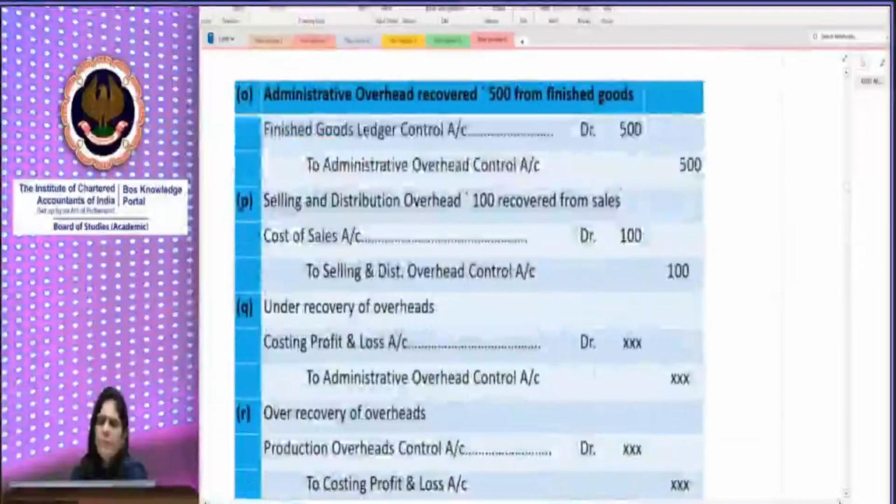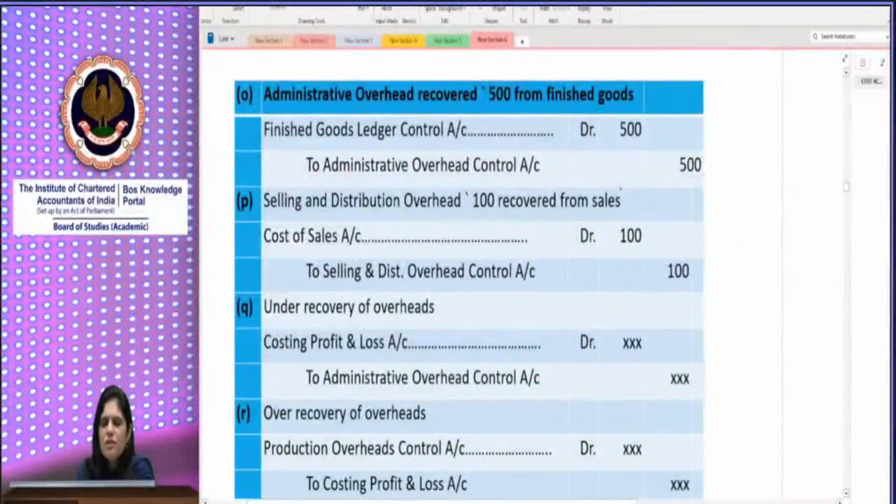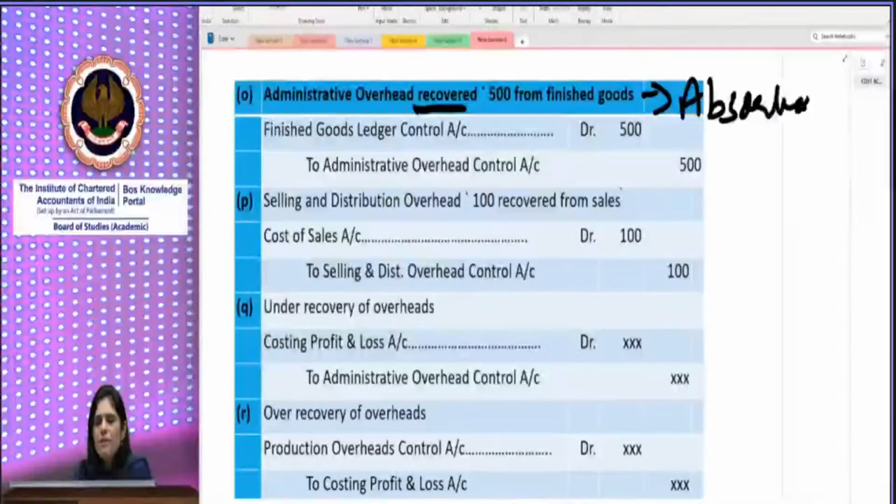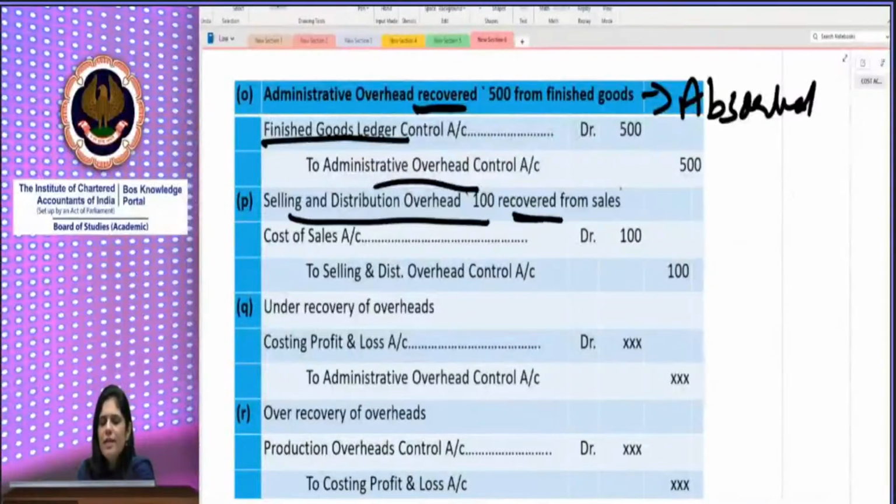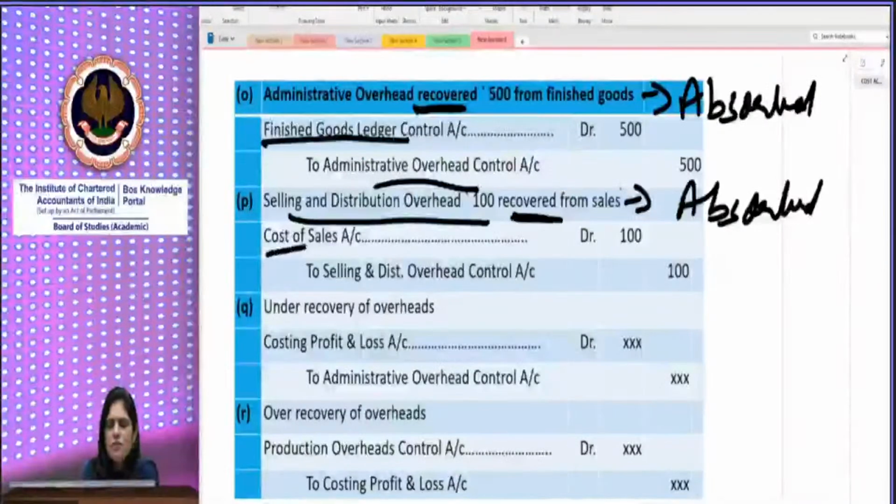Moving further, administration overhead. So administration overhead, you have incurred first, recovered. Recovered means absorbed. So where administration overhead will be absorbed to? It will be absorbed to finished goods, and administration overhead control account will be credited, finished goods will be debited. Selling and distribution overheads recovered. That means now it will be absorbed. Selling and distribution is absorbed to cost of sales. So cost of sales will be debited, and overhead control account will be credited.